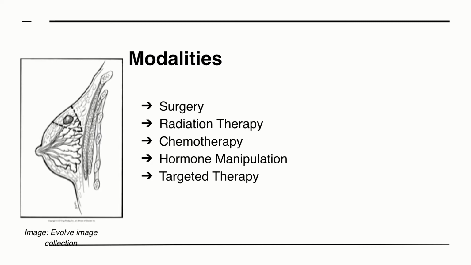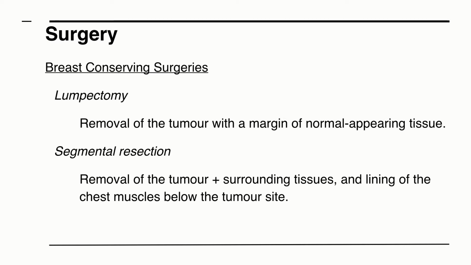For surgery, there are a few different options depending on our stage, grade, and what the goals for that particular patient are. We always want to start by being conservative. Breast conserving surgeries are when we only take a portion of the breast. Lumpectomy is the removal of the tumor with a margin of normal appearing tissue. We do want to make sure that we have clear margins, like we would for others.